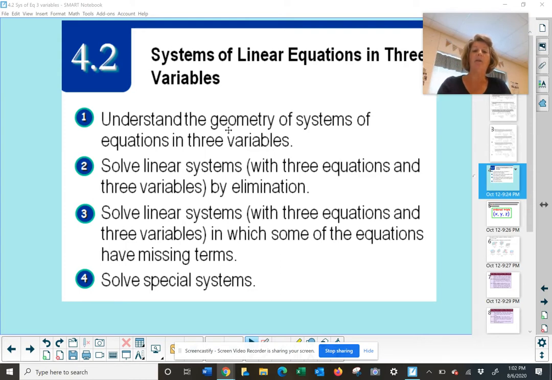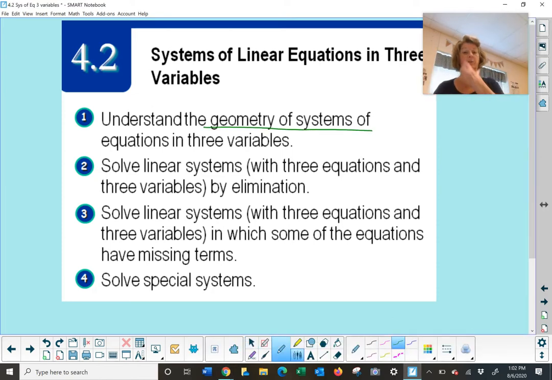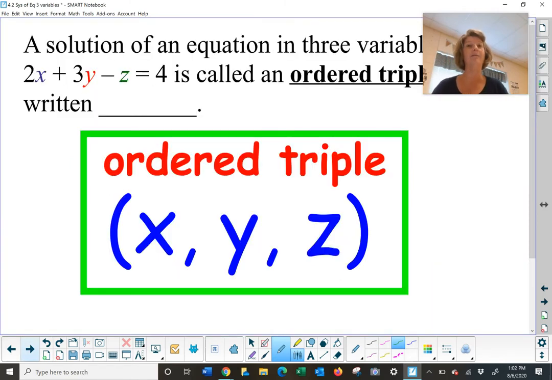We're going to talk about the geometry of those systems of equations and how we can see the various answers that are possible. And we're going to do the elimination method once again with three variables. And some of them may have missing terms, so we may not have equations that have all three variables in it. We could see some with two, and that'll make it more fun.